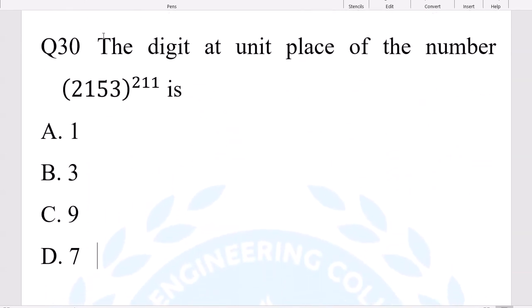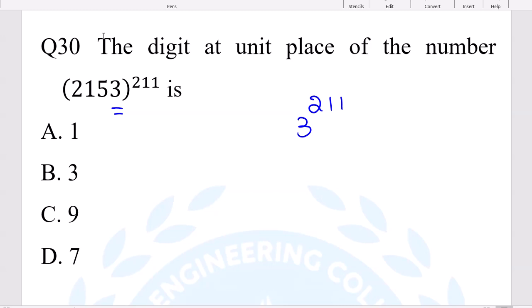Units place. So what is units place in this? 3. 3 power 211 only I am writing. Sir, it's 2153. Okay, dear, I want units place. The question clearly says the digit in units place, take only 3.